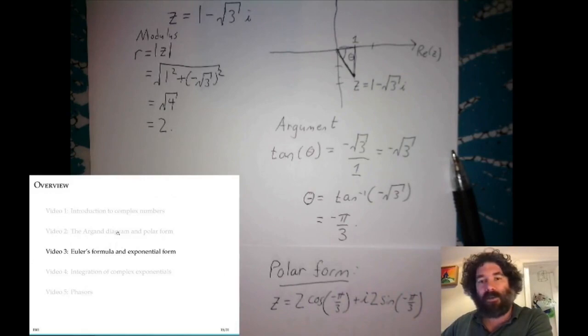In the next video, we're going to continue on and discuss how we can use something called Euler's formula to write complex numbers in another form called the exponential form.